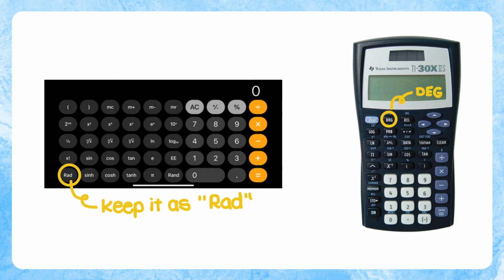And then if you're working with the scientific calculator, at the top there's like a DRG symbol. So keep clicking on that until you see degree show up somewhere on your calculator screen.